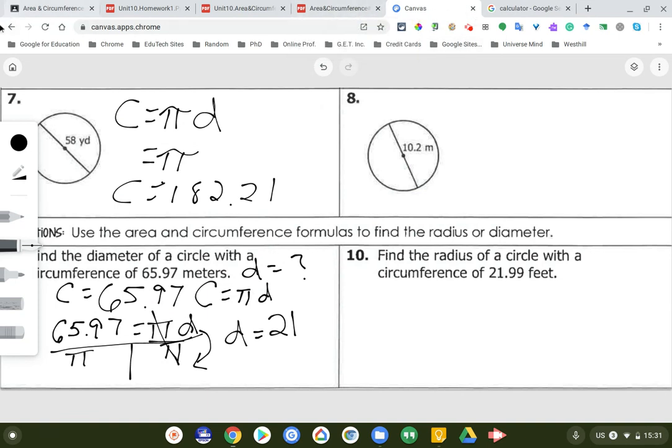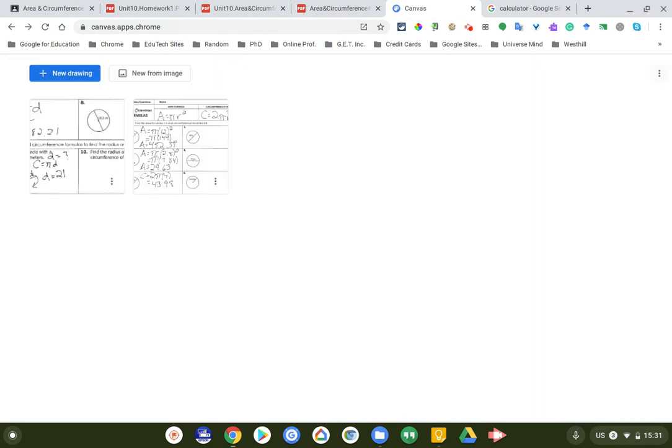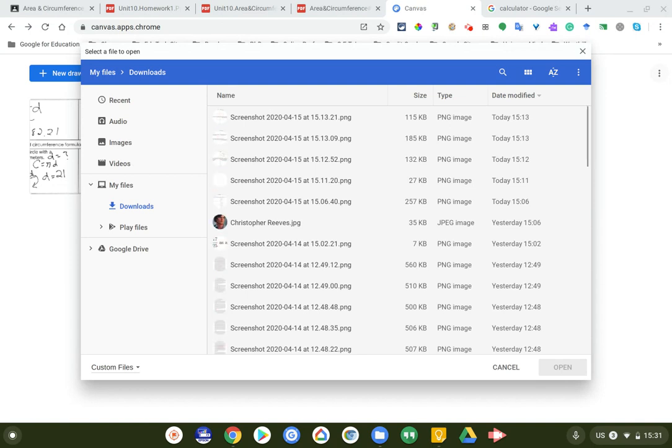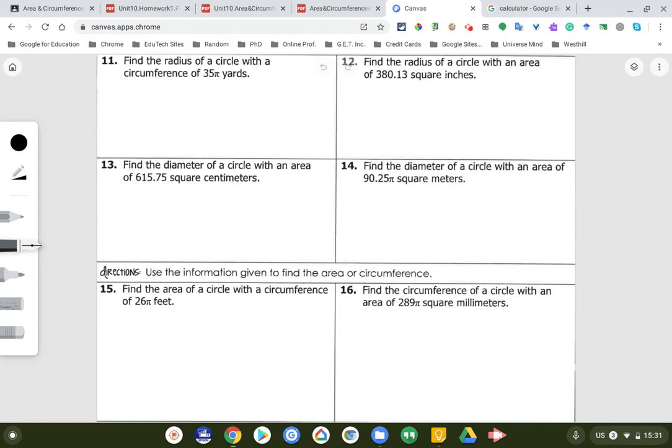All right. Let's see if I can get. So we did. Here we go. We did 1, 3, 5, 7, 9. Now we're going to do 11 ish. Boom, click on open. Find the radius of a circle with a circumference of 35 pi yards.